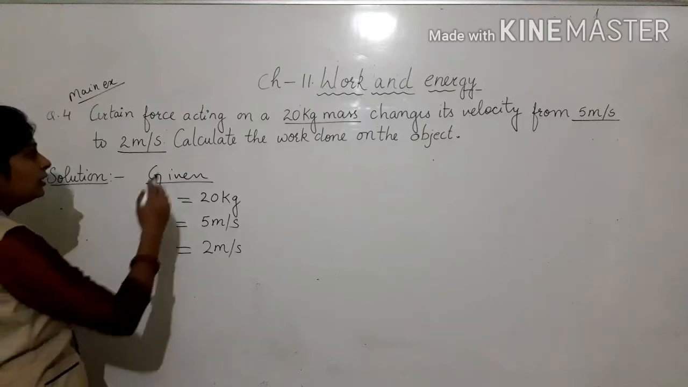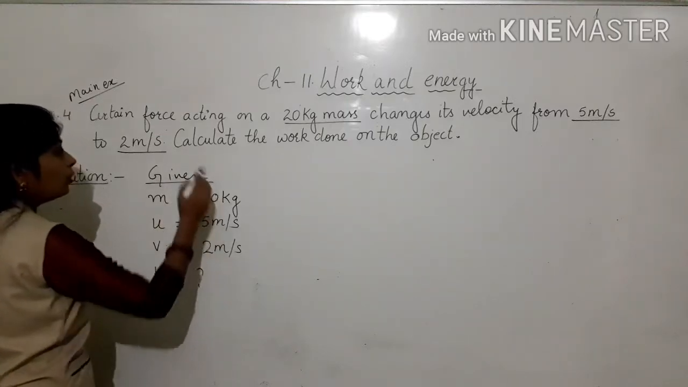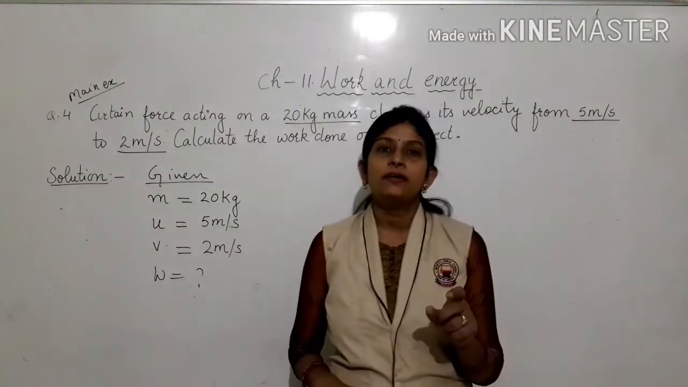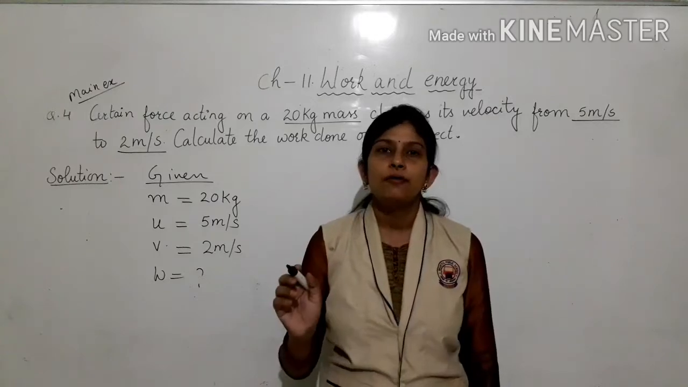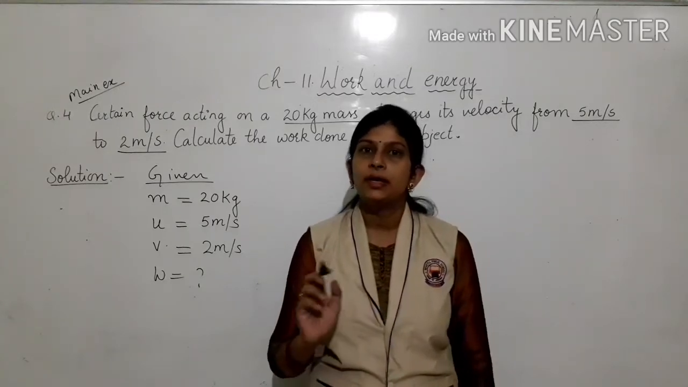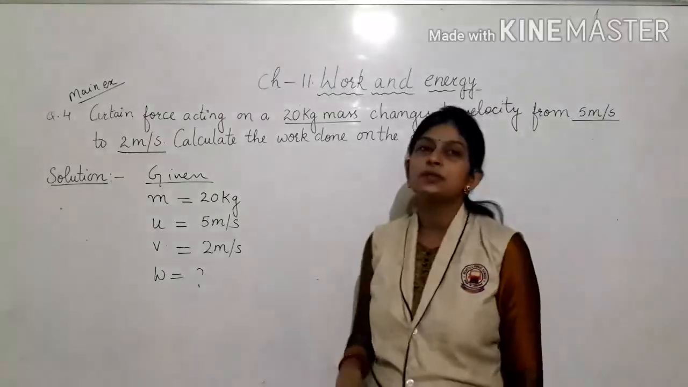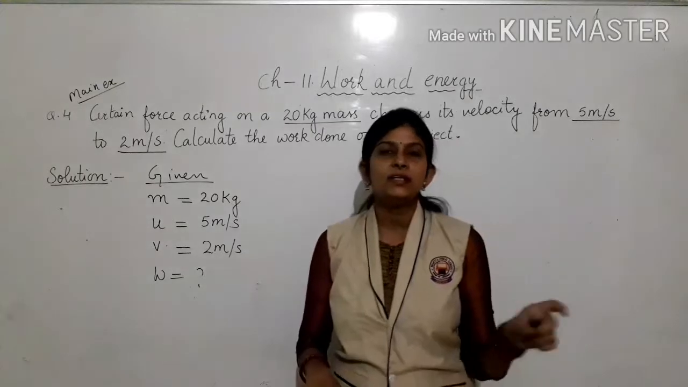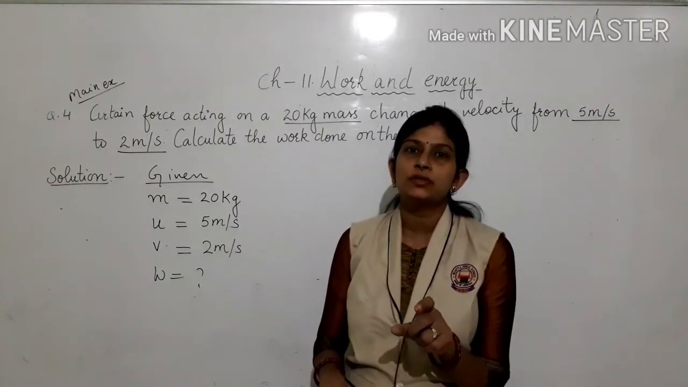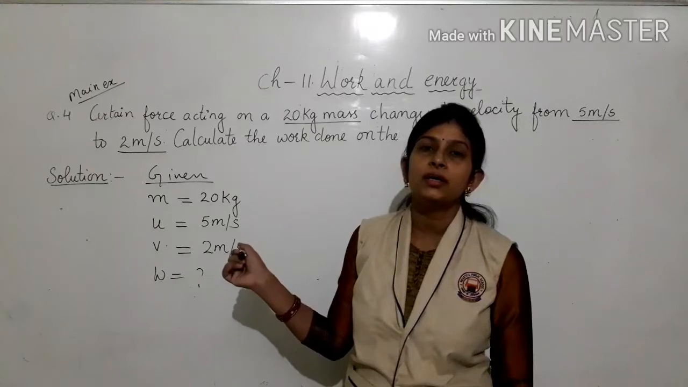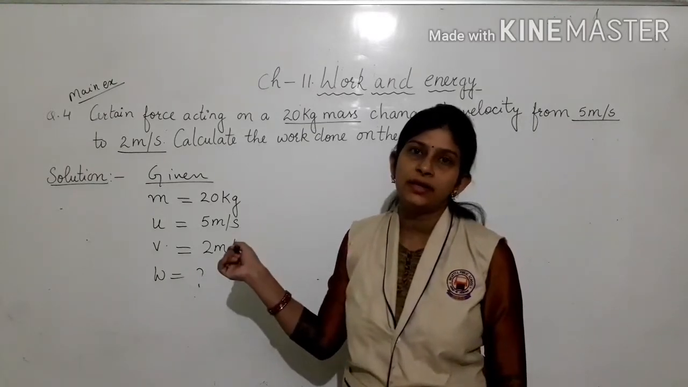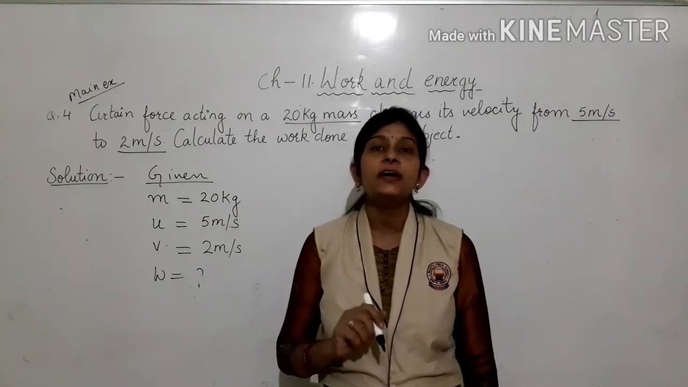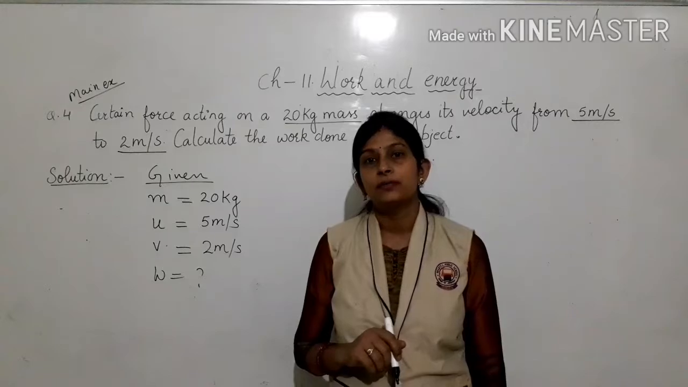Now you have to calculate the work done on the object. You know that the formula of work is force into displacement, but here force and displacement are not given. Then how can you calculate work? We cannot find work directly in this numerical because force and displacement are not given. We have an alternate formula to calculate work.